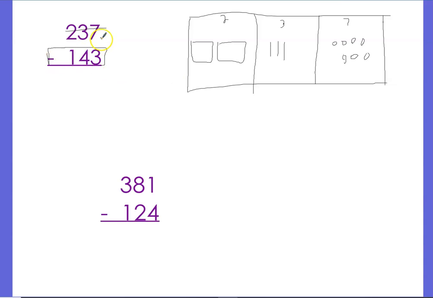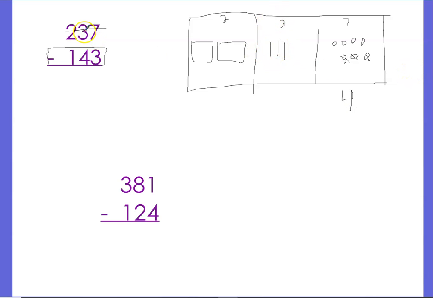So in the ones, we have 7 minus 3, okay? So I have to ask myself, do I have enough? I do, right? I have plenty. I can take away 3 from 7, so I go 1, 2, 3. And now I have 1, 2, 3, 4 left over. Okay, so that took care of my ones. Didn't have to regroup.